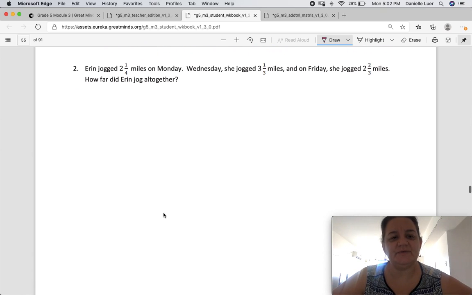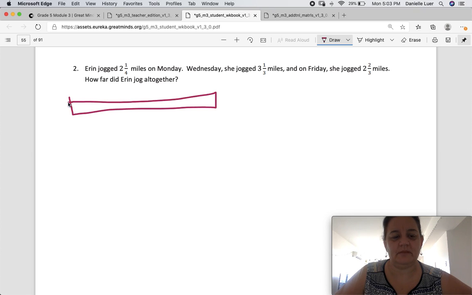Erin jogged 2 1/4 miles on Monday. Wednesday she jogged 3 1/3 miles, and on Friday she jogged 2 2/3 miles. How far did Erin jog altogether? Okay, I'm going to draw my tape diagram. Ooh, that was terrible. Let me try again.